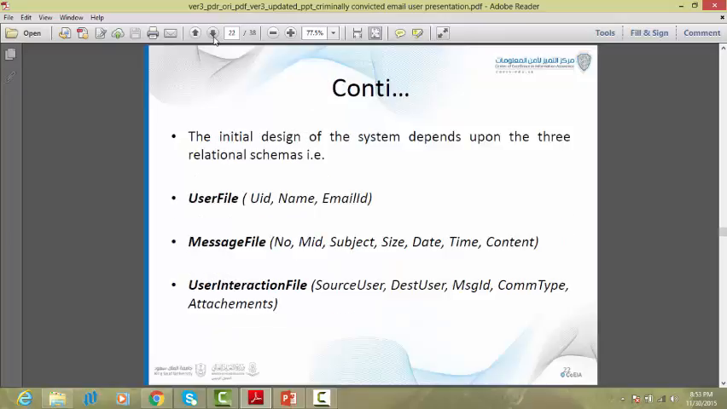So the initial design of the system depends upon 3 relational schemas: the user file, the message file, and the user interaction file. The user file contains nothing but the user ID, name, and email ID. Message files contain the number of emails, subject, size, and date, time, and content. User interaction files contain, for example, the source user, the destination user, the message ID, comment type, and attachments. We will ignore the body part of the message here.